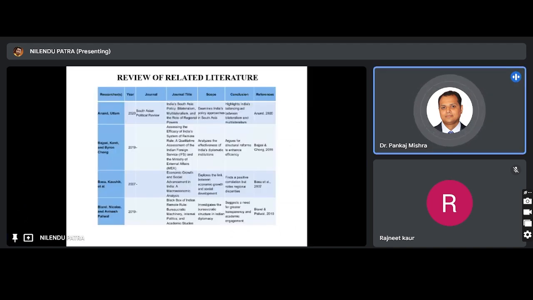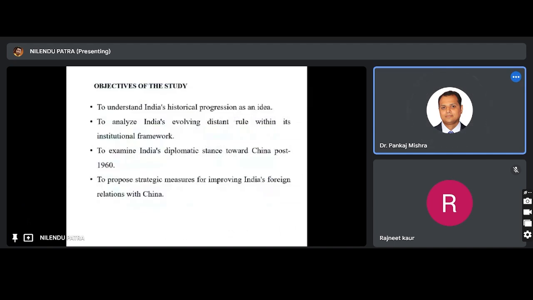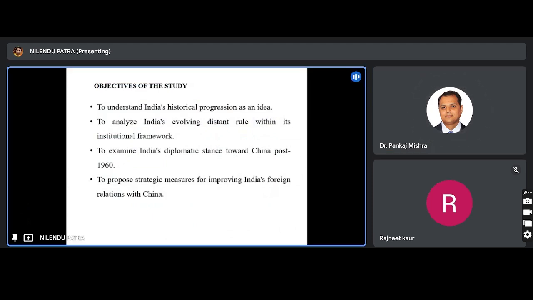How did you identify these objectives? What was the method of idea generation for these objectives? Historical method, sir.